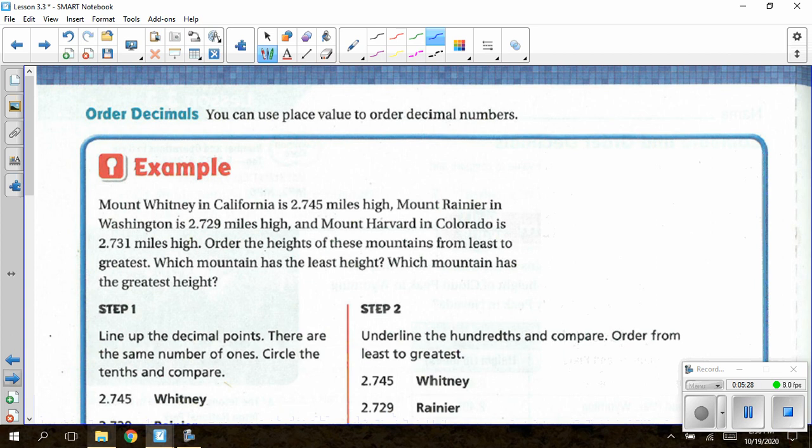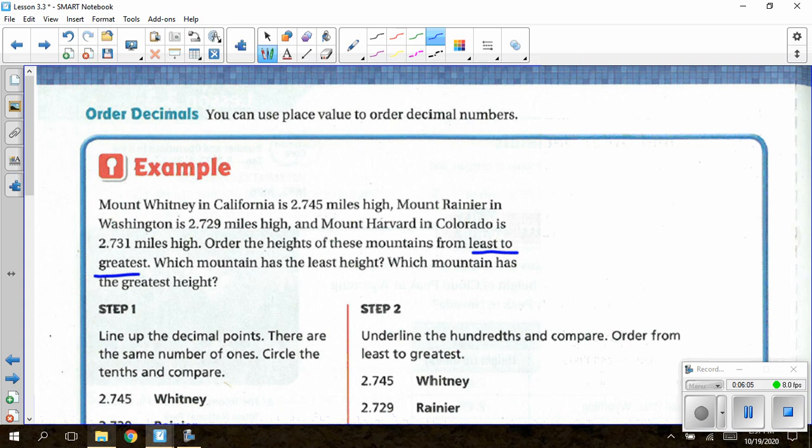So make sure you read the questions carefully to figure out the order that they are asking for. My example says Mount Whitney in California is 2 and 745 thousandths miles high. Mount Rainier in Washington is 2 and 729 thousandths miles high. And Mount Harvard in Colorado is 2 and 731 thousandths miles high. Order the heights of these mountains from least to greatest. Which mountain has the least height and which mountain has the greatest height?